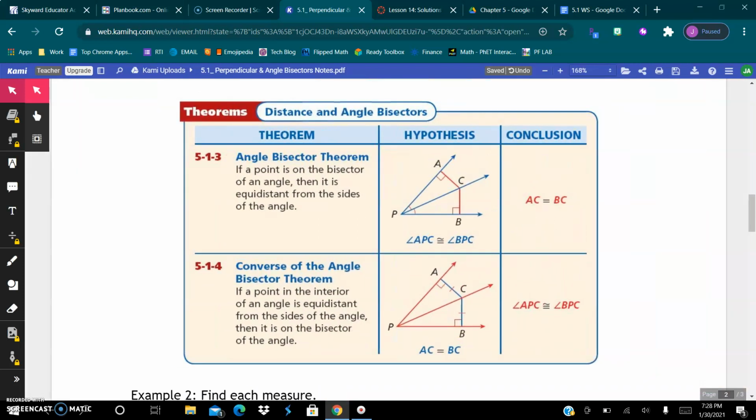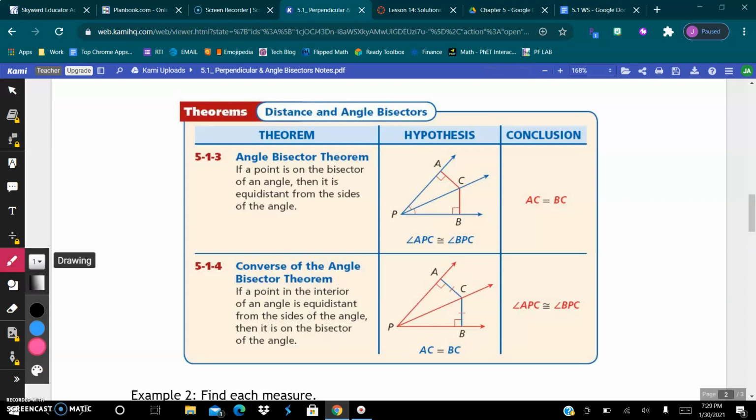Then we're going to have the distance and angle bisectors theorems. The first one is the angle bisector theorem that says if a point is on the bisector of an angle, then it is equidistant from the sides of the angle. So if the point is right here at C, then this distance here and this distance here are the same.